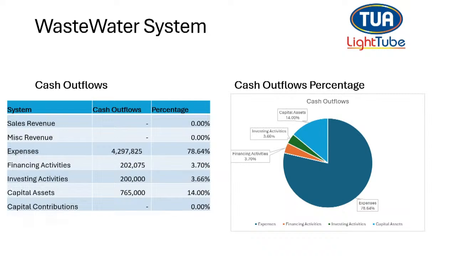So cash outflows. Our expenses are going to make up roughly 78% of what cash we have going out. And then we've got financing activities, where we recently almost finished our sewer force main on Avoca Road. So that loan will become active and we'll have to start making principal payments on that. So that would show up there.